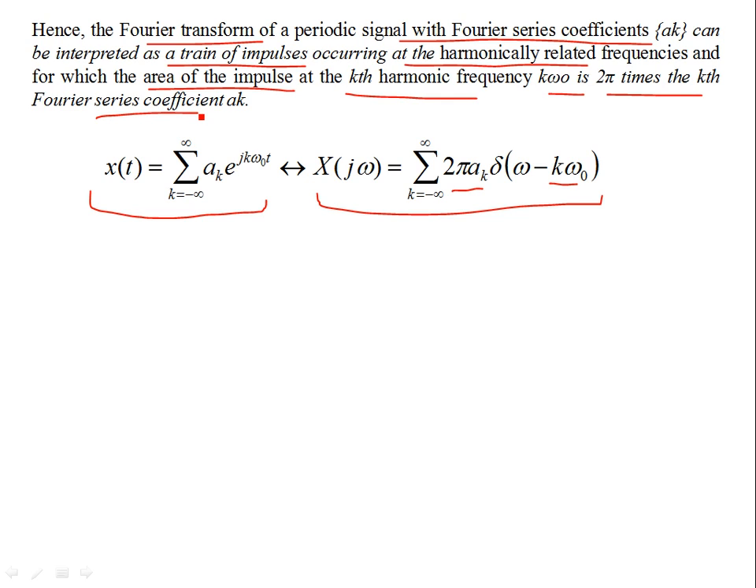Now, to understand this one-to-one mapping between the Fourier series representation of a periodic signal and its transform in terms of harmonically related impulses in the frequency domain, let's take some examples. And one important thing you must remember is that the samples of the transform are not exactly the Fourier coefficients. They have to be multiplied by 2 pi when we are considering the Fourier transform representation of periodic signals. We don't just have the Fourier series coefficients as the weights of the impulses. Those weights have to be multiplied by 2 pi.